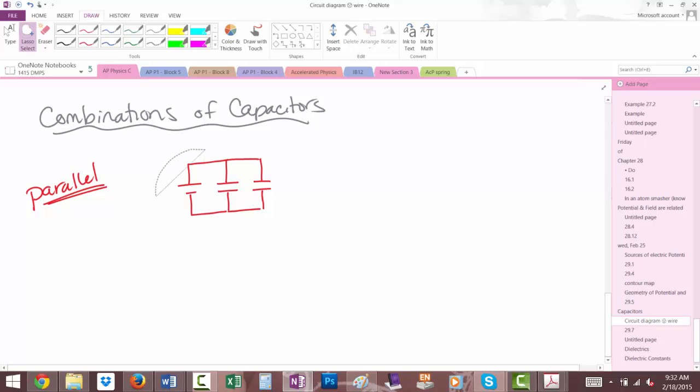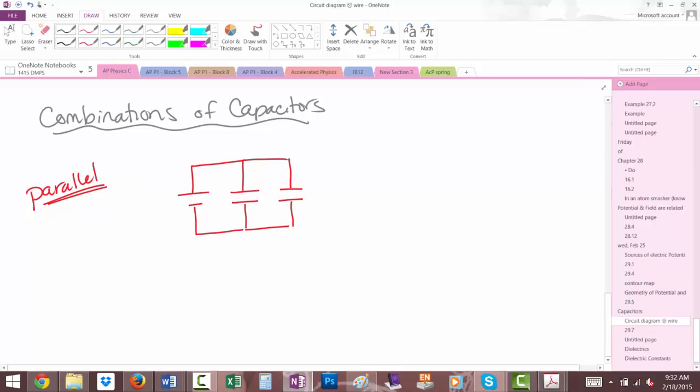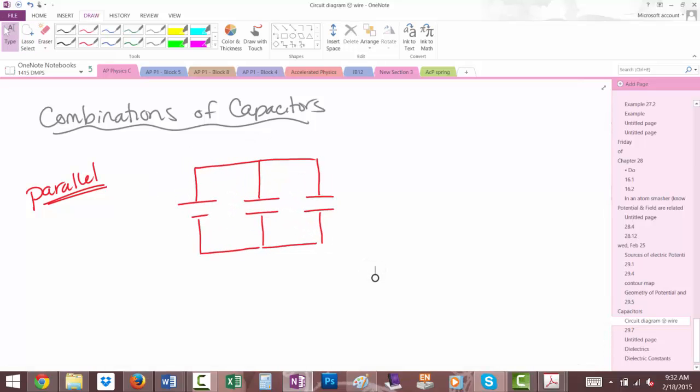In order to figure out what's going to happen here, we have to think carefully. You have an eraser, you can draw it bigger. We have to think about what's going to happen here. When I set this up, I've got a potential difference across my battery, right? I'm going to actually call that delta V sub B.